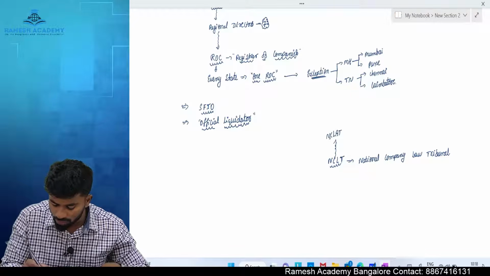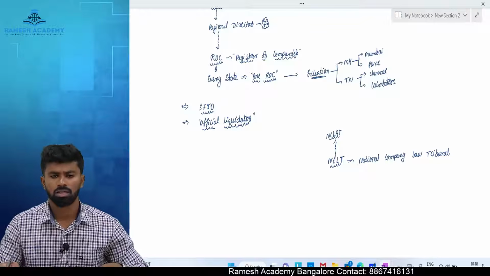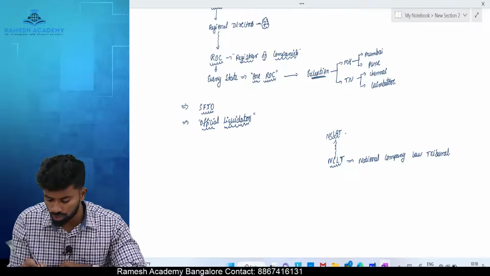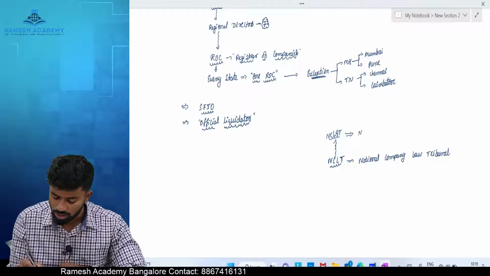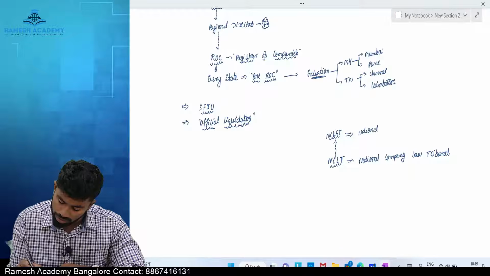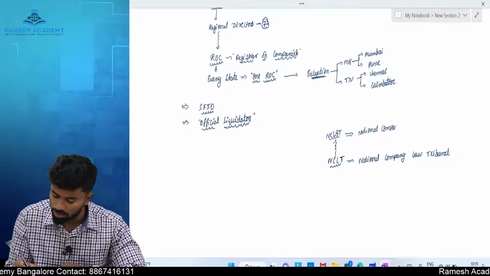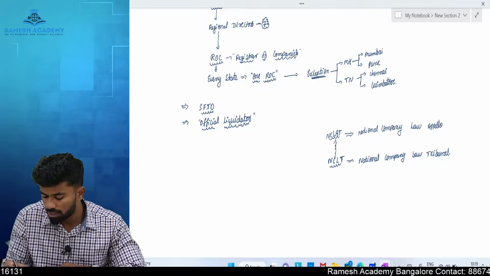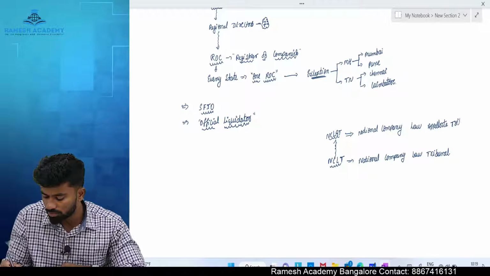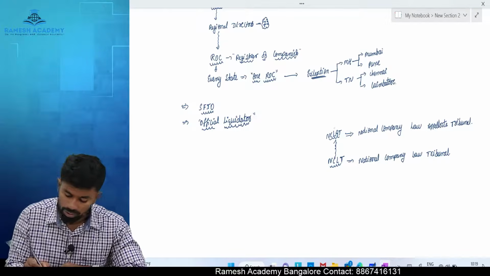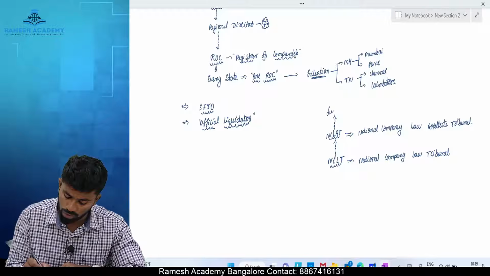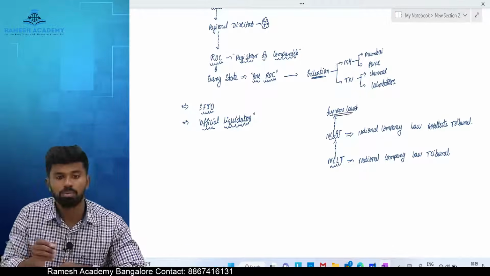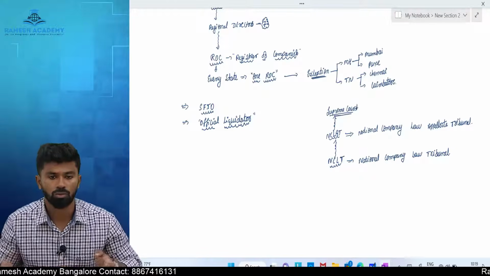NCLAT. If you are not happy with the order of NCLT, right? NCLT orders are not final. Against NCLT, where can you go? You can go to the NCLAT. What is NCLAT? National Company Law Appellate Tribunal. Against NCLAT, where can you go? You can go to the Supreme Court. Supreme Court is the court of last appeal. That is the last court where you can go for an appeal.